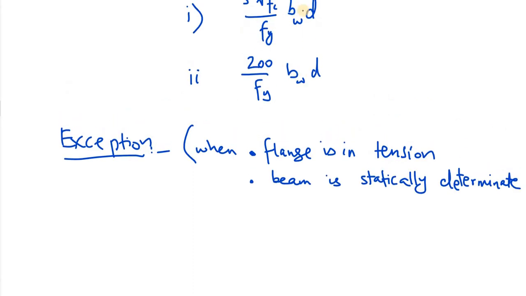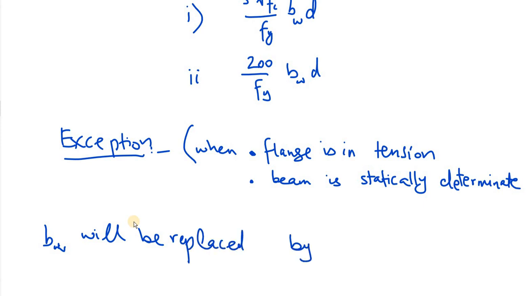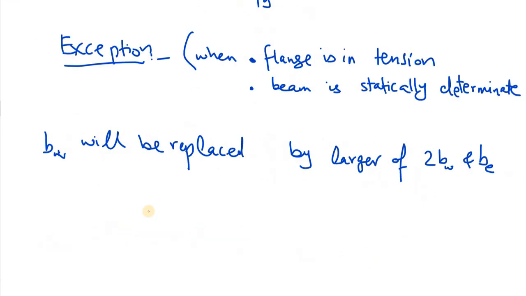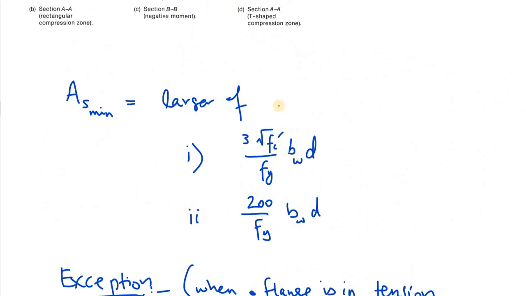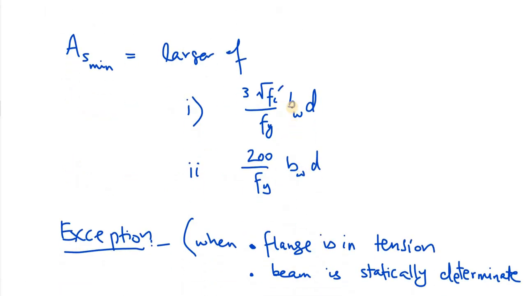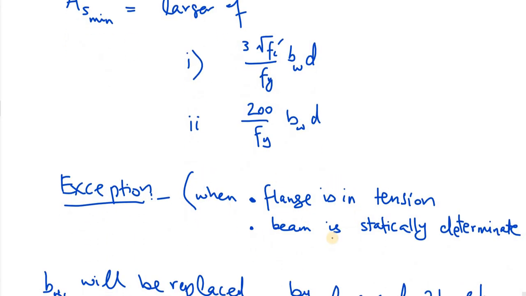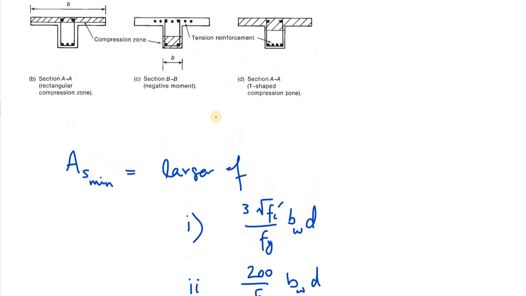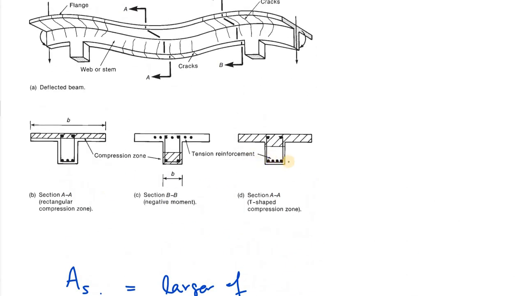In that case, this bw is replaced by the larger of 2 times bw and bf, whichever is larger. We use that over here instead of the actual width of the web. So either use 2 times bw or bf, whichever is larger. This is only in this special case, flange in tension and beam statically determinate. In all other cases, we will be using bw as the width of the web.